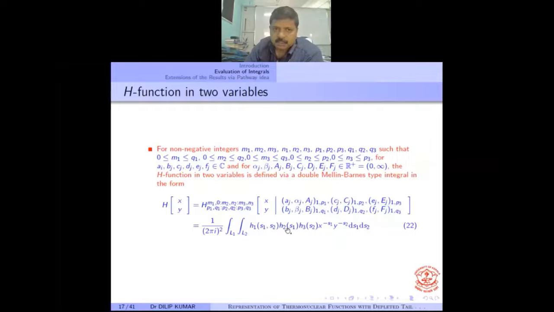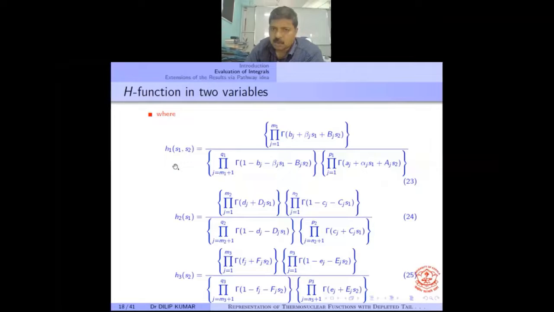This is a double Mellin-Barnes integral where h1 of s1, s2, h2 of s1 and h3 of s2 are functions which are given here. h1 of s1, s2 is this. It's a product. We can call it positive gammas because the coefficients are positive, with s1 and s2. So here it is a product of positive gammas in the numerator.